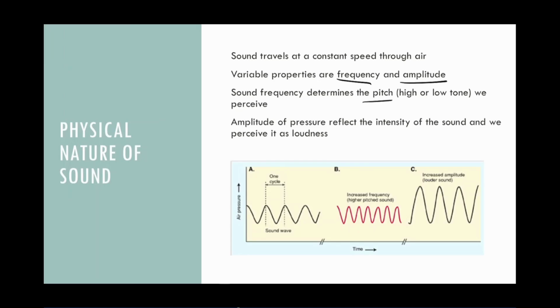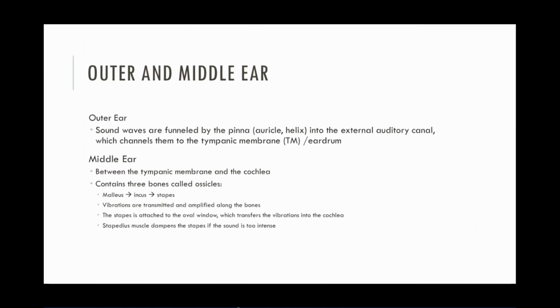Our pitch, the high or low tone we perceive, and the amplitude of the pressure reflects the intensity of the sound, and we perceive it as loudness. So amplitude modification gives us loudness. Frequency modification determines the pitch. Okay, so how high or how low it is is based off the frequency. The loudness is the amplitude.